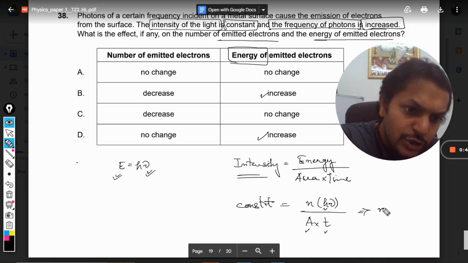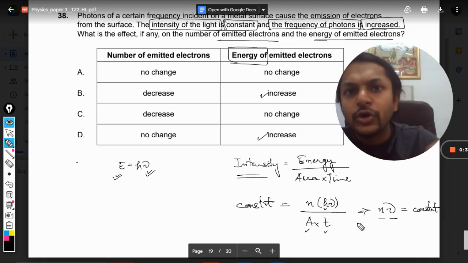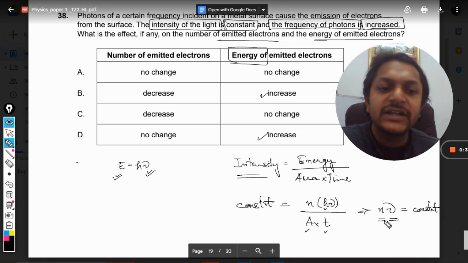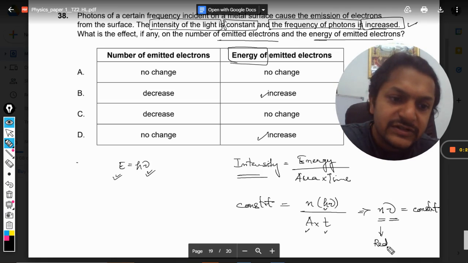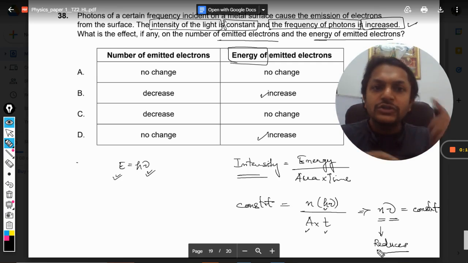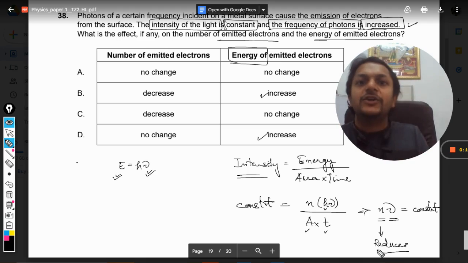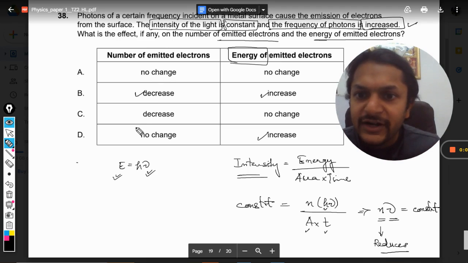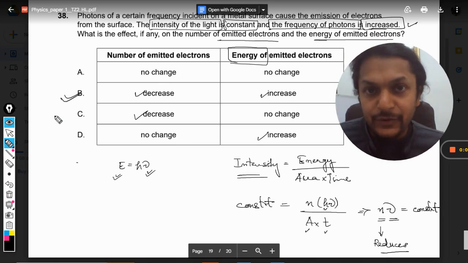So it means that the product of n and frequency is constant, which means lesser the frequency, more is the number of photons, and more is the frequency, lesser will be the number of photons. Now they are saying that frequency is increased. Now if frequency is increased, number of photons reduces. They are inversely proportional to each other. Now if number of photons reduces, because one electron will absorb only one photon, it means number of electrons will also reduce, so number of electrons will decrease, hence our answer will be B. So this is Professor Varun.